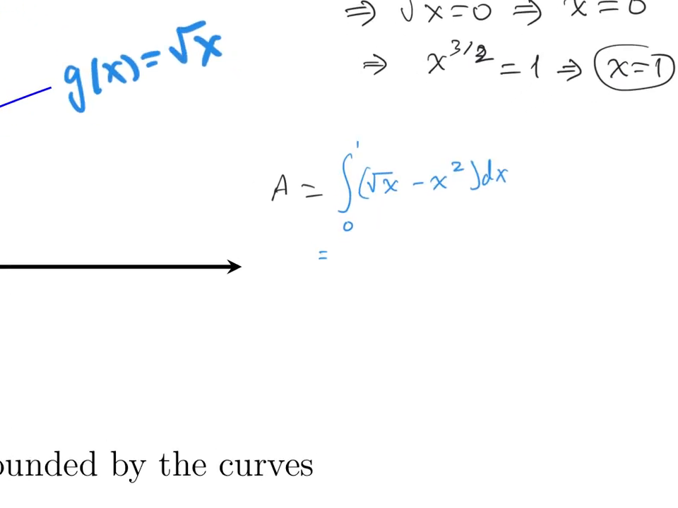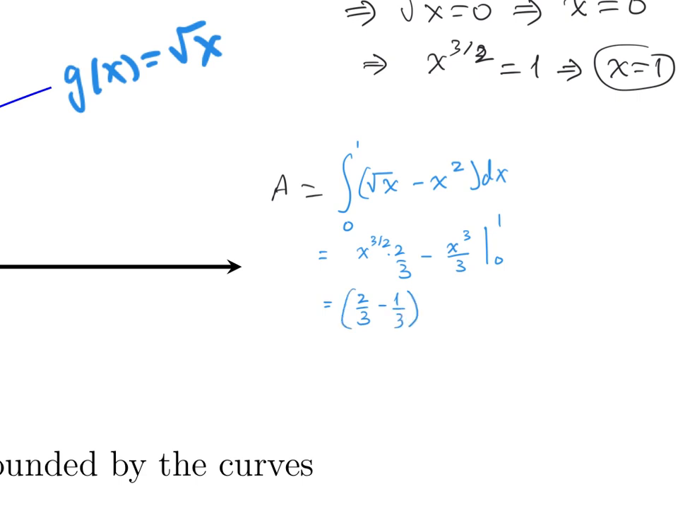Recall from calculus 1 that the square root of x is x to the 3 halves times 2 thirds, and the integral of x squared, or antiderivative, is x cubed over 3. The limits of integration are from 0 to 1. So therefore you plug it in here, you plug in 1, you will get 2 thirds minus 1 third.